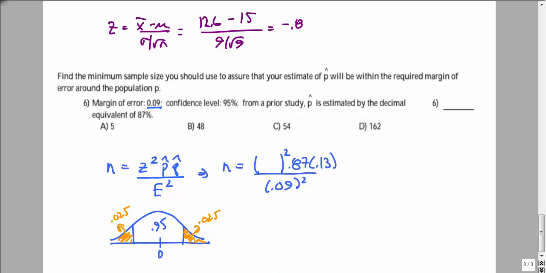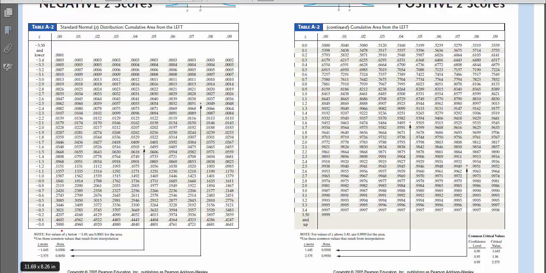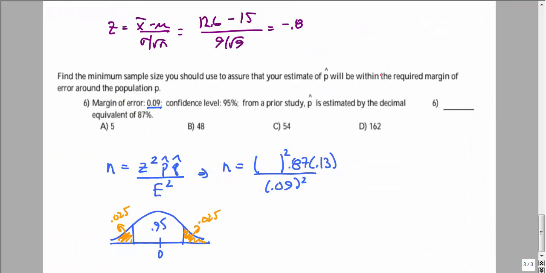So if I look at 0.025 in my normal tables, I'm going to get the closest that I can here. The closest I can get is 1.96, plus or minus 1.96. So it would be 1.96 standard deviations above and negative 1.96 standard deviations below. Now, if you want to look these up, you can also.